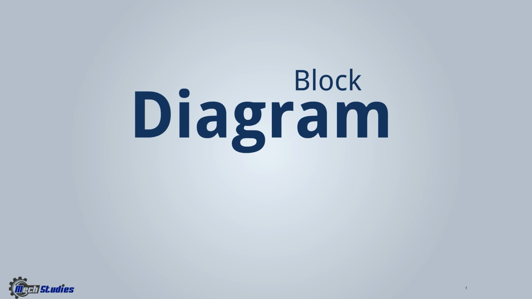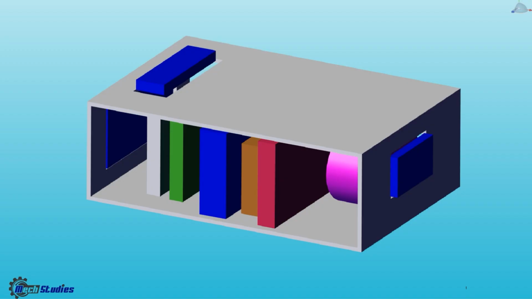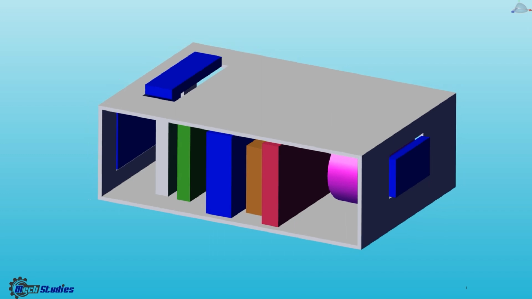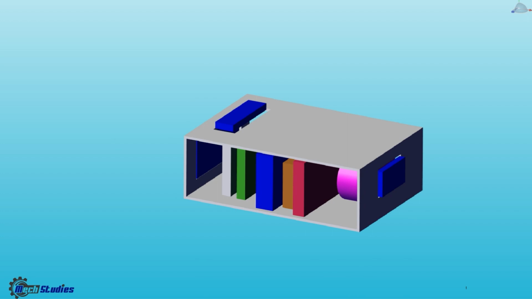Today we are going to learn the block diagram of different parts of an air handling unit. We will try to understand the different parts of an air handling unit with a simple block diagram. Look at this diagram. We have specified each part with a different color so that you can get the basic idea or the placement of each component in the air handling unit.